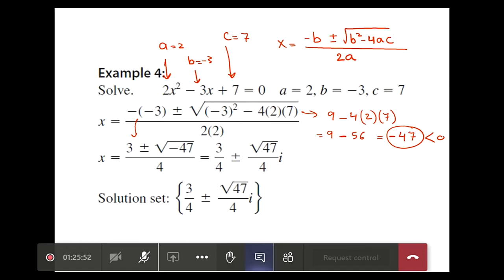Okay, this one. If we have inside the radical negative, this means what? This means put i. Remove the negative and put i. So we have 3/4, this one, radical 47 over 4, this one. And remove the negative and put i. So we have two solutions: 3/4 plus or minus radical 47 over 4 i. Okay, any question?